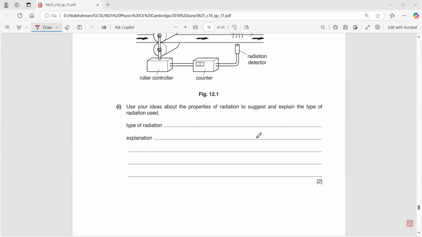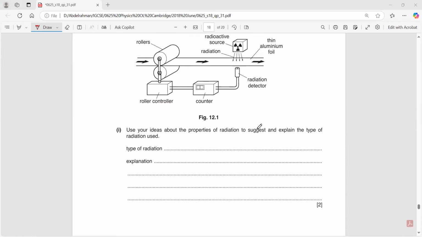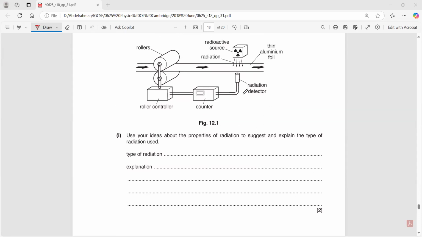Would the alpha pass from this source to the detector? No. Why? Because its penetration ability is very, very weak, so alpha definitely will not pass. Now beta, we know that beta is stopped by a thick sheet of aluminum. So can the beta pass through this thin aluminum foil?